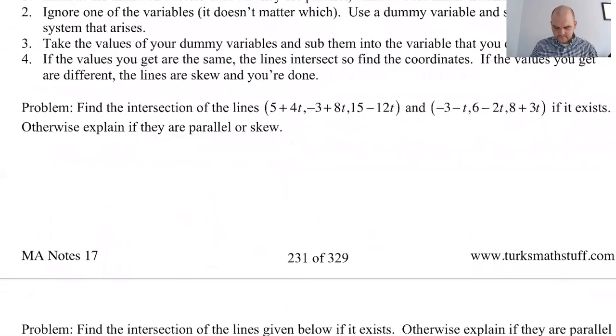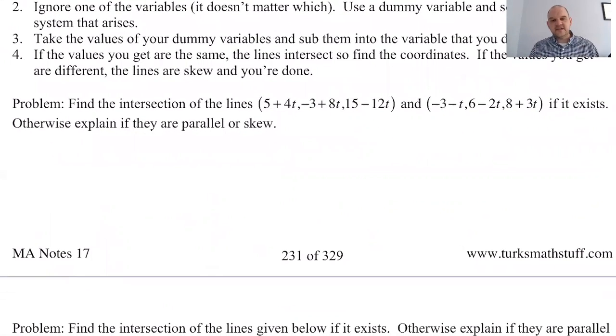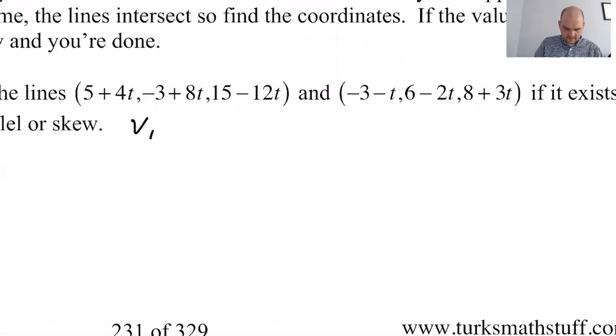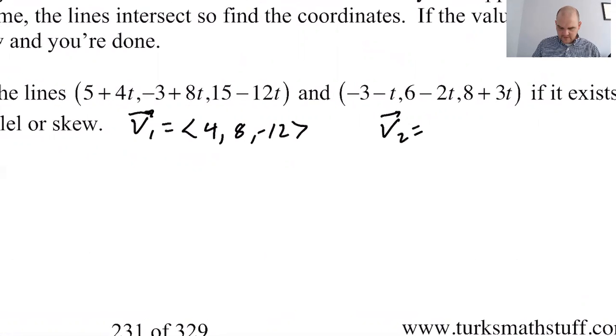But let's try this. Find the intersection of the lines if it exists. Otherwise explain if they are parallel or skew. First step is to find the direction vectors. You can just read them off. V1, the vector for this line, is 4, 8, negative 12. And V2, the direction vector for this line, is negative 1, negative 2, and 3.